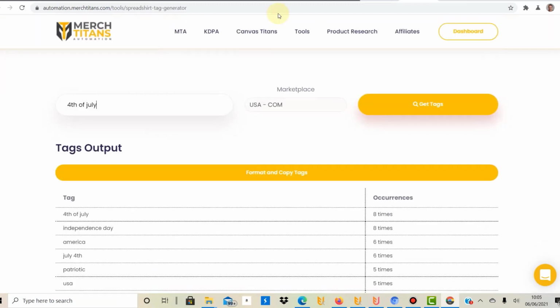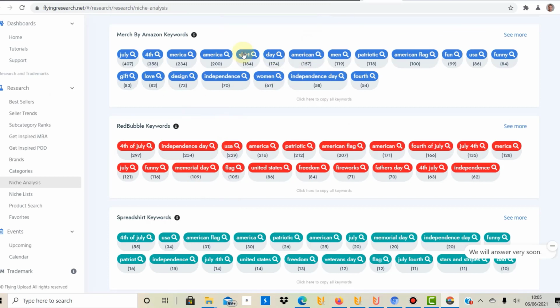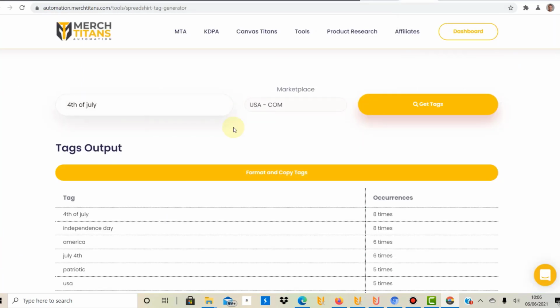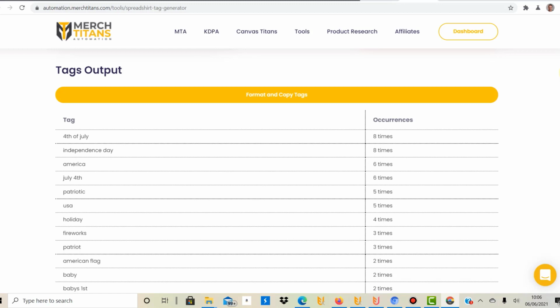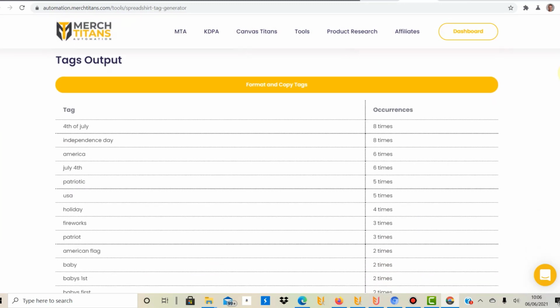By typing in, for example, the 4th of July, and picking your marketplace, for example, the USA, you can easily identify various keywords, which you could use, and they are, to be honest, probably the same or very similar ones to Flying Research. Flying Research gives you a lot of other research tools as well. But if you're just after tag finding, identifying proper tags which will generate sales and allow your products to rank higher, you could just go to the Merch Titans website, use one of these tag generators or even all of them, and then identify the tags that you think will allow your products to rank higher.